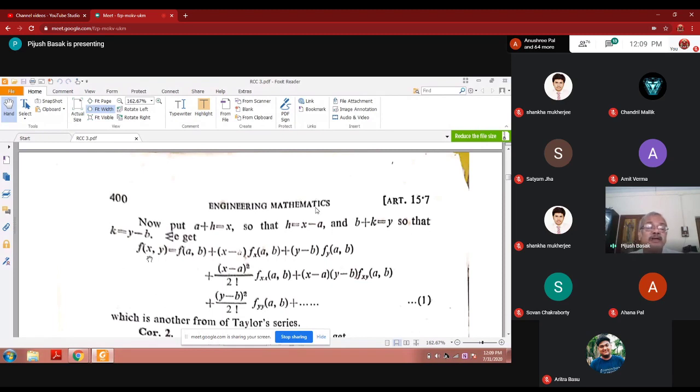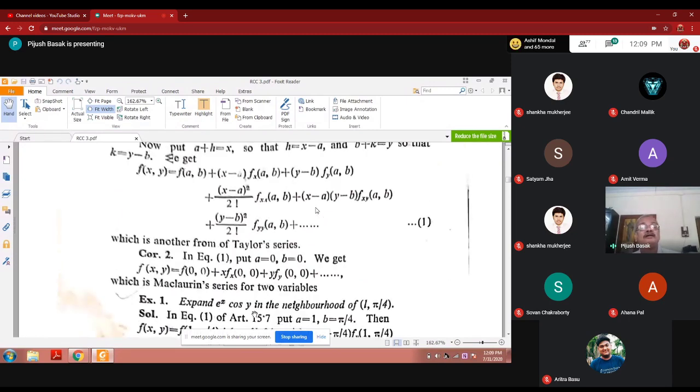Then f(x,y) will be equal to f(a,b) plus (x minus a) fx(a,b) plus (y minus b) fy(a,b) plus (x minus a) whole square by factorial 2 fxx(a,b) plus (x minus a)(y minus b) fxy(a,b) plus (y minus b) whole square by factorial 2 fyy(a,b). This is another form of Taylor series. Whichever is convenient, you can remember.